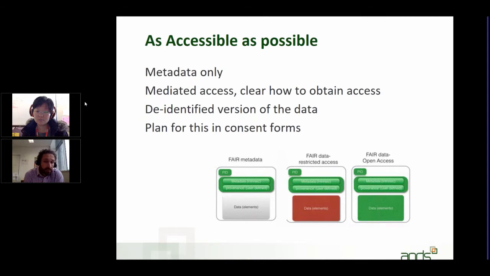Another possible angle in making data accessible is creating a de-identified version of the data, and making that public as long as it's properly de-identified, and that can be useful for certain data users. At least they have a better view of what's in the data set, and for some purposes a de-identified version can be enough. Finally, a good point to keep in mind is if you do want to make the data accessible, plan for this in your consent forms, because coming back afterwards and trying to get consent is not easy.